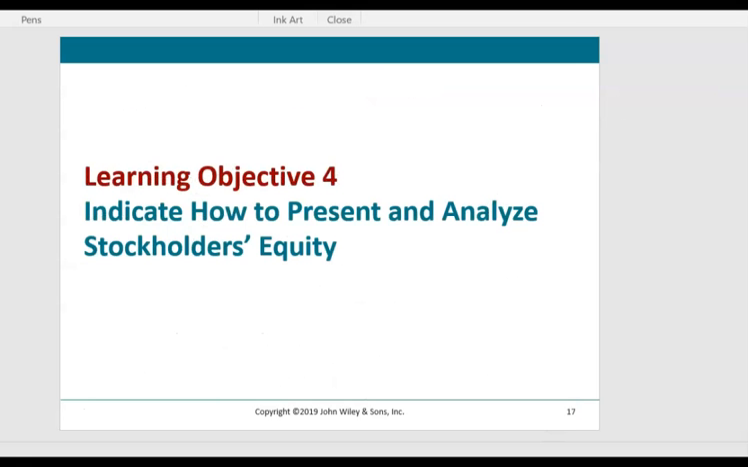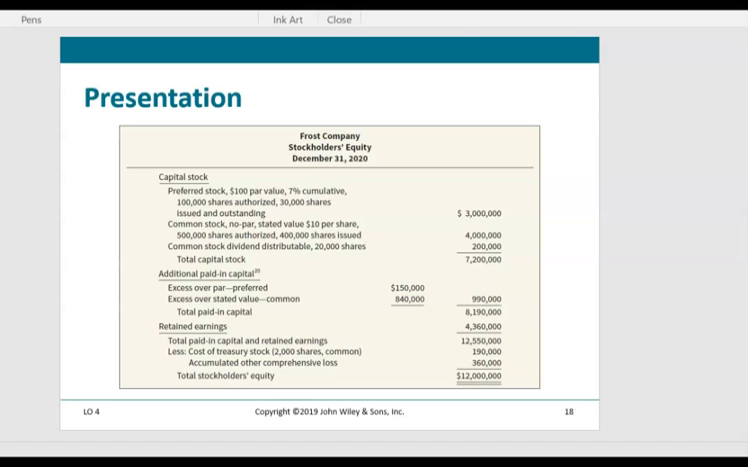Very briefly, I'm going to show how we present or disclose the stockholders' equity section of the balance sheet. Here we see a title of capital stock. We have preferred stock and common stock. Separately, we report the additional paid-in capital on that preferred and common stock for a total paid-in capital amount. We then have our retained earnings, and a subtotal for total paid-in capital and retained earnings. From that, we subtract the cost of the treasury stock. After that, we report any accumulated other comprehensive income or subtract any accumulated other comprehensive loss, and that gives us our total stockholders' equity.